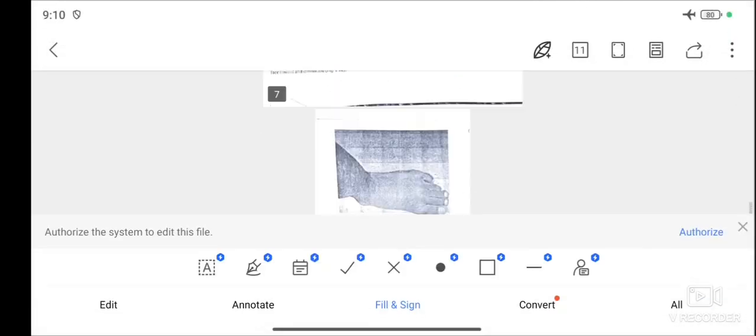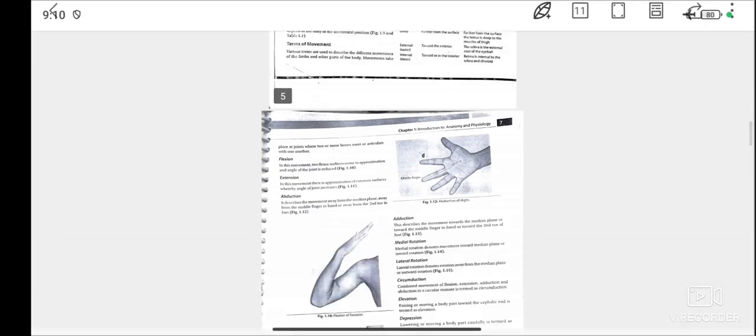First, that is the introduction to human anatomy and physiology.